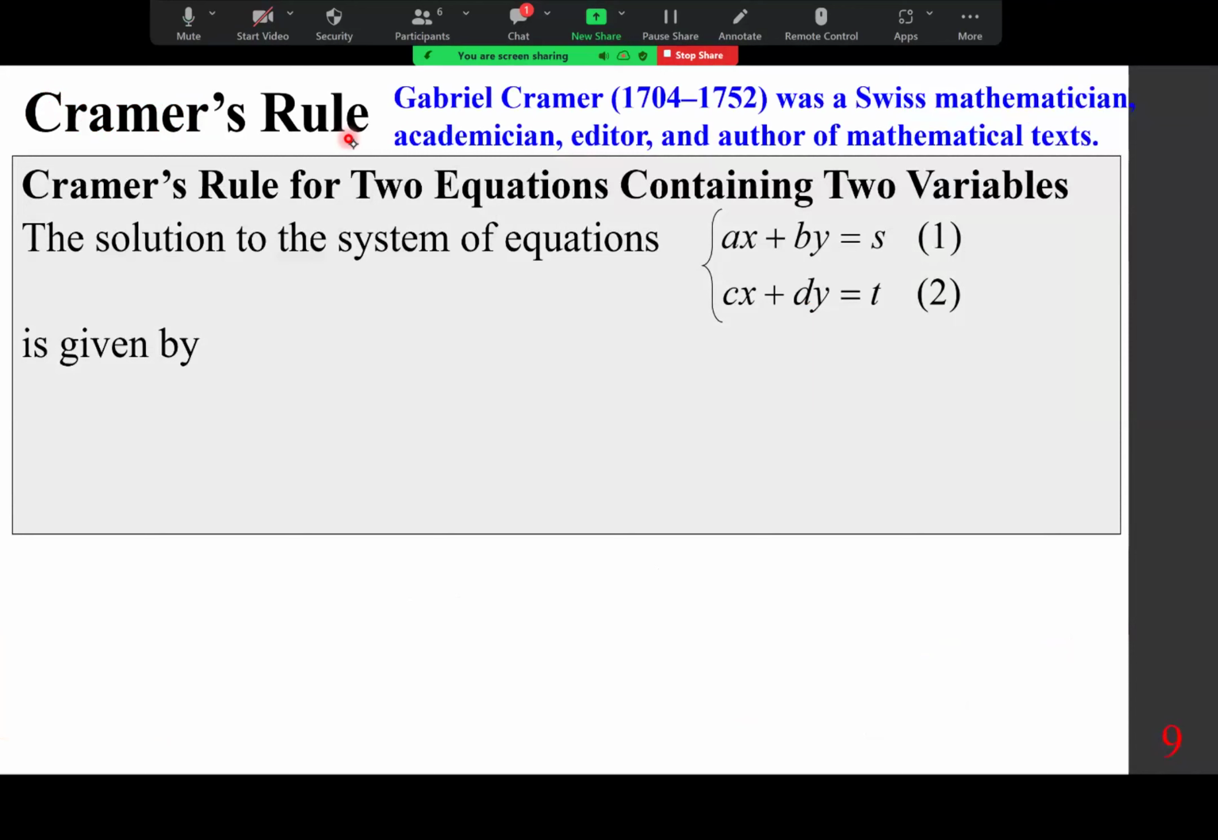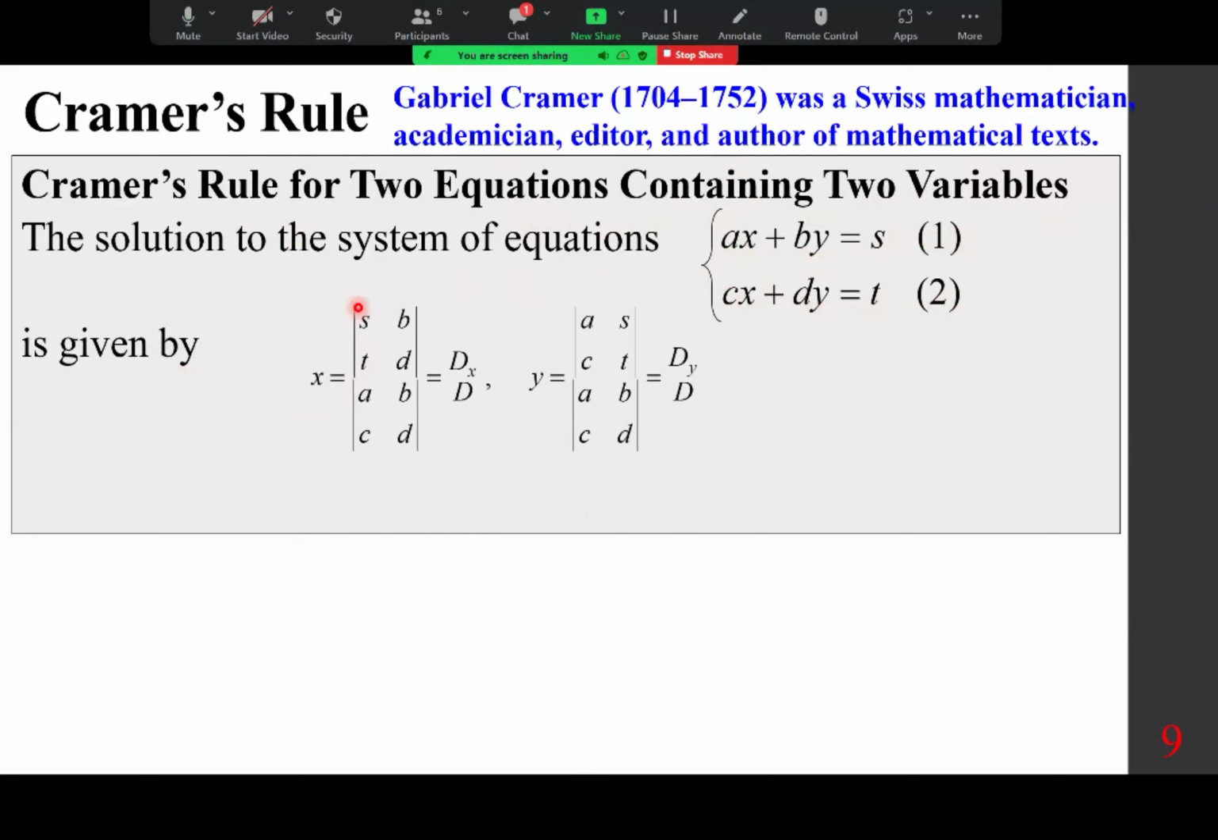Cramer's rule. Gabriel Cramer was a Swiss mathematician that came up with this. Cramer's rule for two equations containing two variables. The solution to the system of equations ax plus by equals s, this is equation number 1, cx plus dy equals t, this is equation number 2, is given by x is the determinant of s, b, t, d over the determinant of a, b, c, d. This is D sub x over D, and this is D sub y over D.